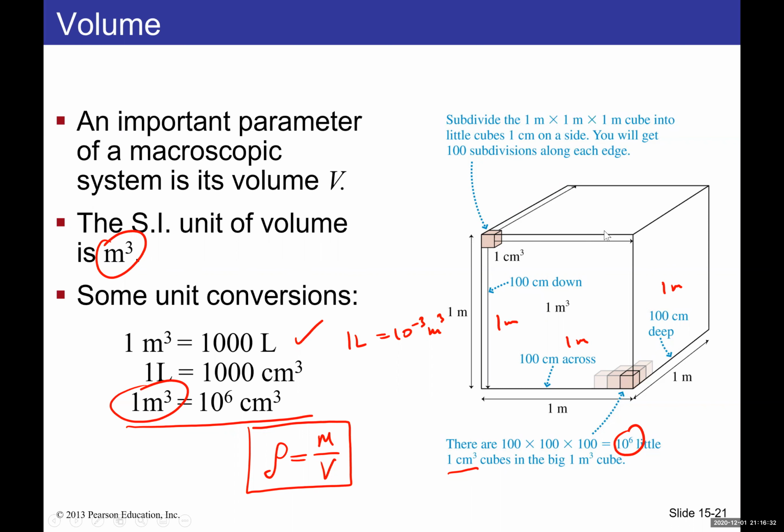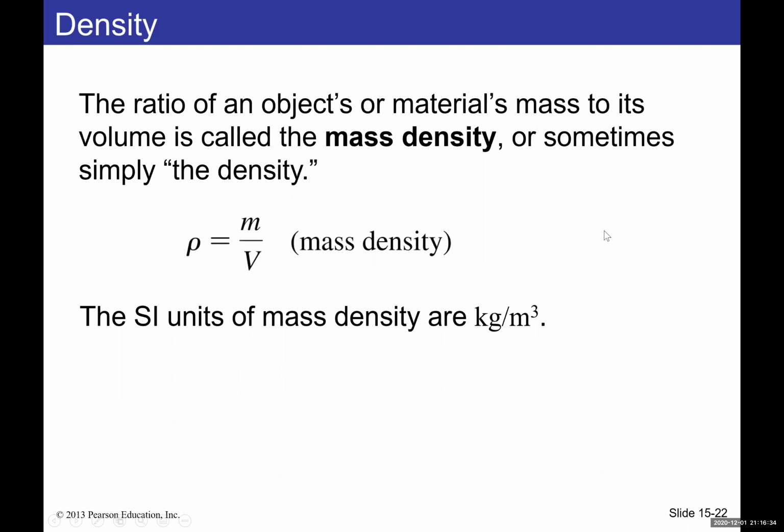We also have the mass, which, remember, has to be in kilograms when we use SI units. When you take the ratio of mass per volume, this is known as mass density. So the mass of the object in kilograms divided by the volume of the object in cubic meters gives you the density, or mass density, which is written as kilograms per cubic meter.